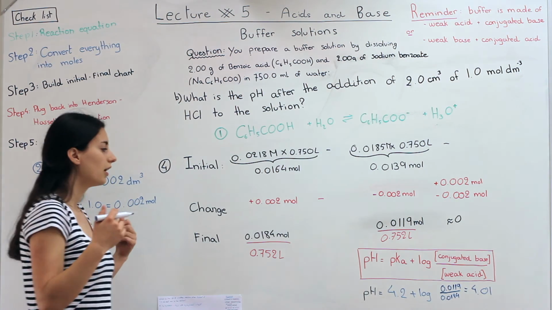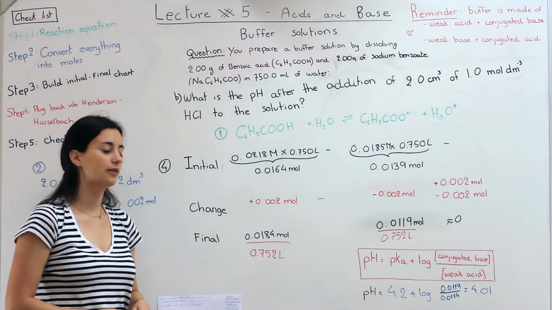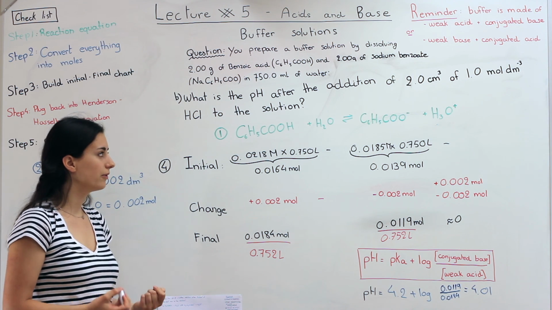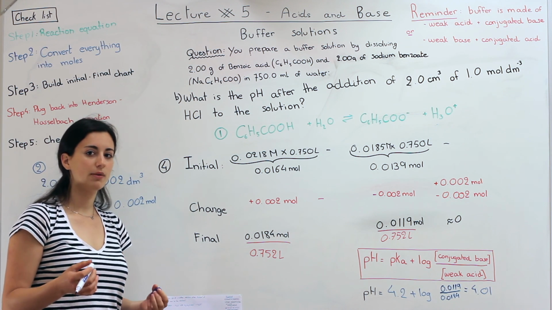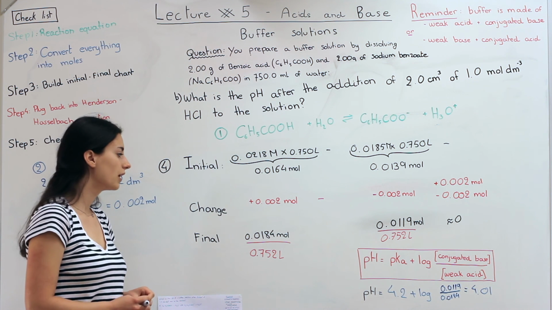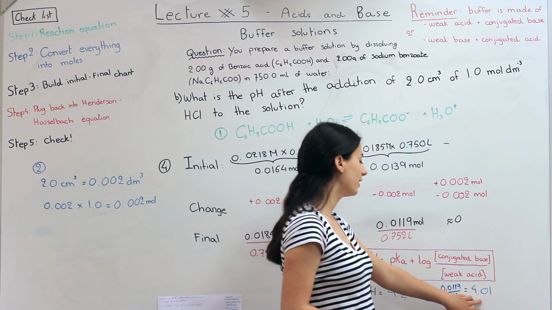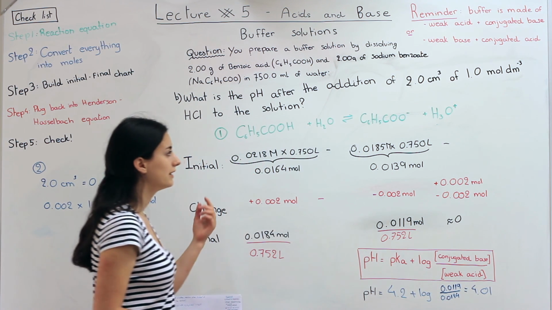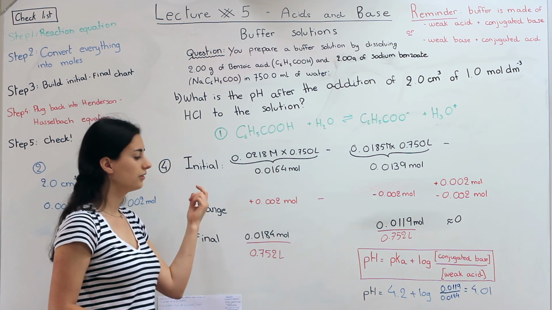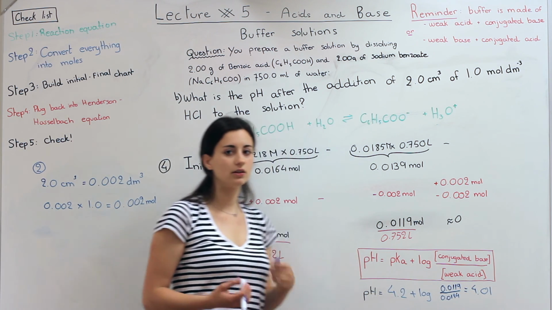And this, I already calculated, comes out to 4.01. Now the last step is that you need to check. It's really important to do that because the whole point of a buffer is that when you add a small amount of an acid or a base, the pH should not change much. And we found in the previous video that the pH was 4.1. And here, even though we added some HCl to it, the pH is 4.01, which is still close, so that's very good.